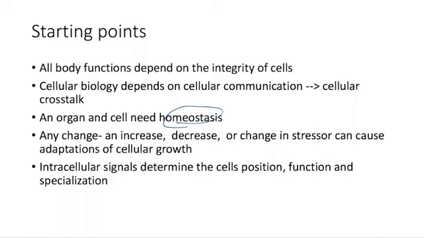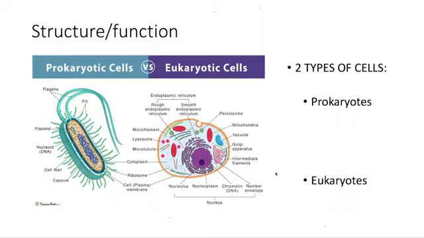There are intracellular signals that determine the cell's position, function, and specialization, and are hallmark. This is called differentiation, and it is necessary for the cells to be able to maintain their tasks and then maintain homeostasis. We have 2 different types of cells. We have prokaryotic cells and eukaryotic cells. Prokaryotic cells are bacteria and archaea. Eukaryotic cells are plants, fungi, animals, and us, obviously.